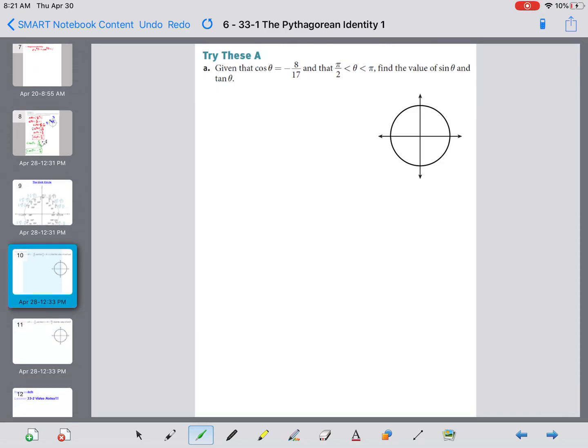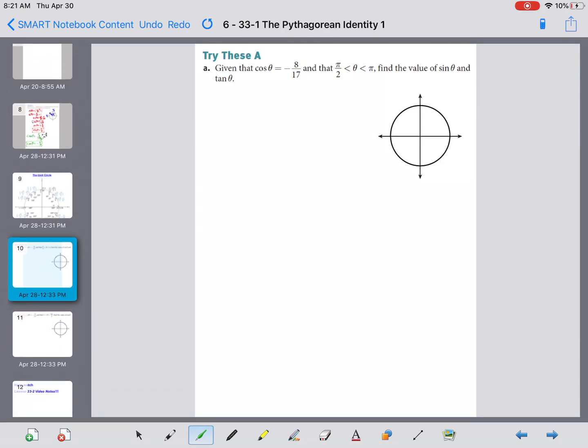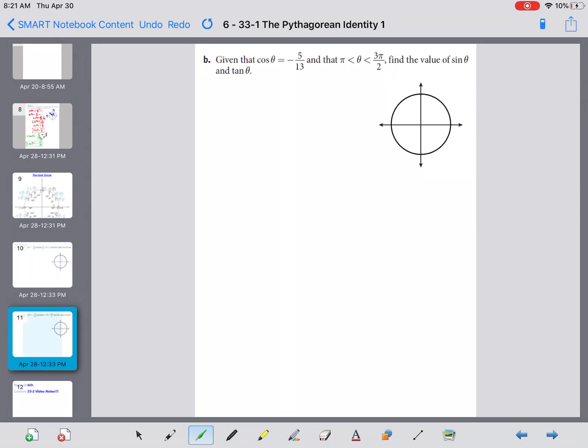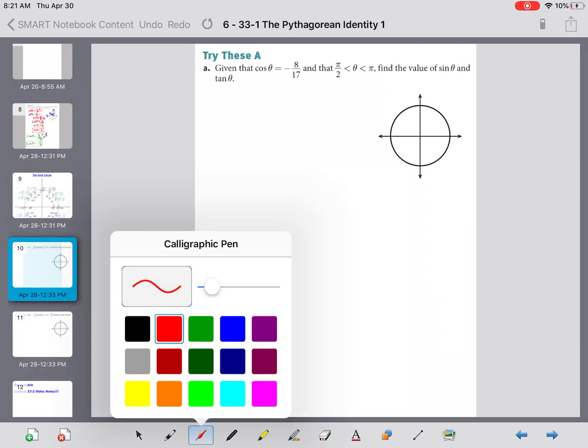Okay, go ahead and try this one. Actually, let's do this one together, and I'll let you guys try that one on your own. That's the last two we'll do.